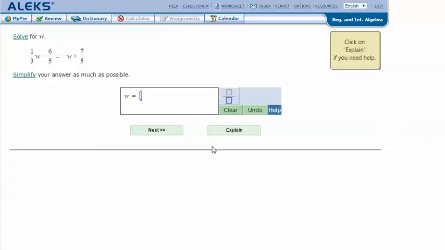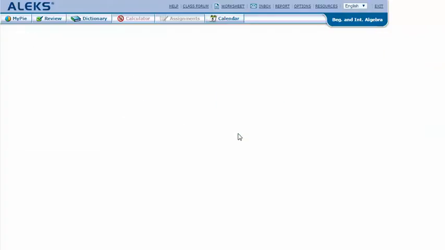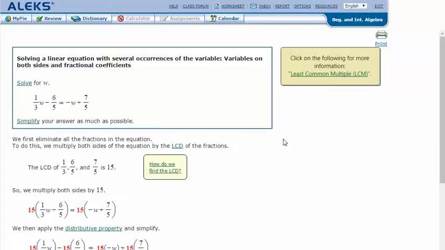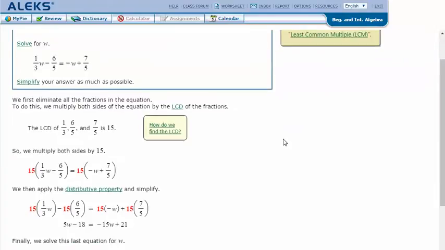Here's an example problem. Solve for W. 1/3 W minus 6/5 equals negative W plus 7/5. Let's click Explain. We first eliminate all the fractions in the equation. To do this, we multiply both sides of the equation by the least common denominator of the fractions.